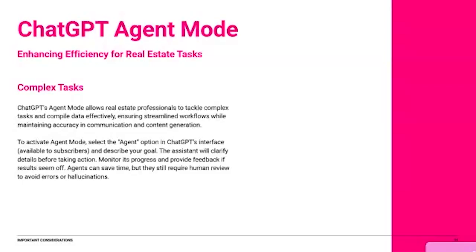The agent mode is $20 a month. Is it just ChatGPT, the Pro mode? Or maybe it's just the $20 a month plan. And with the agent mode, there's a lot of possibilities.